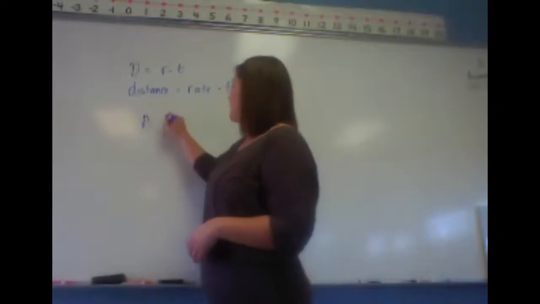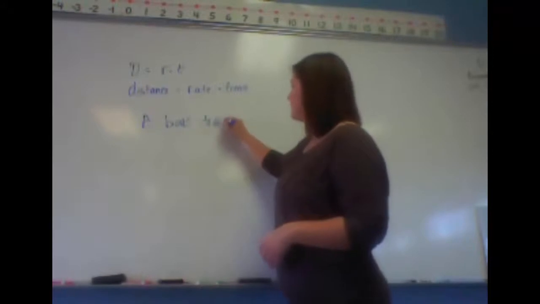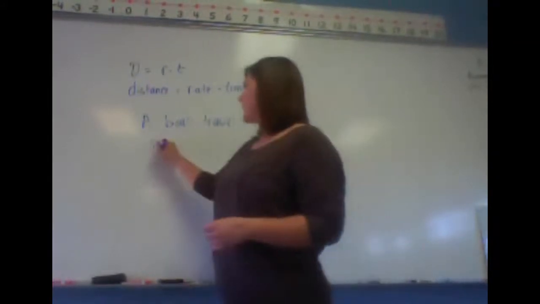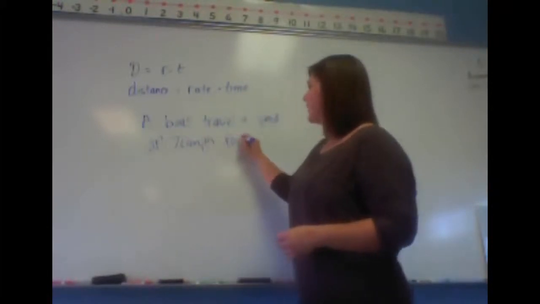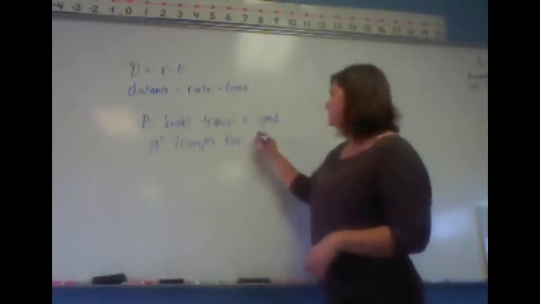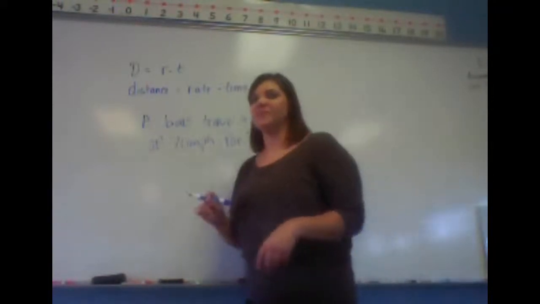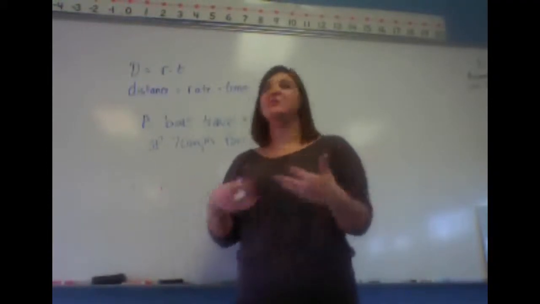So, let's say a boat travels a speed of 70 miles per hour for, I don't know, 7 hours. It's a lot. We want to know how far did it go. The question is how far did it go. That means we don't know the distance.